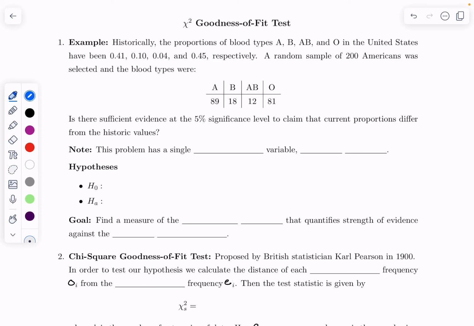So I'll give you an example. AB had 12 out of 200, or 6%, but the historical proportion was 4%. Our question is, is that significantly different? So we want to note that this problem has a single categorical variable, and that categorical variable is blood type. So an individual can fall into one of four categories based on their blood type.